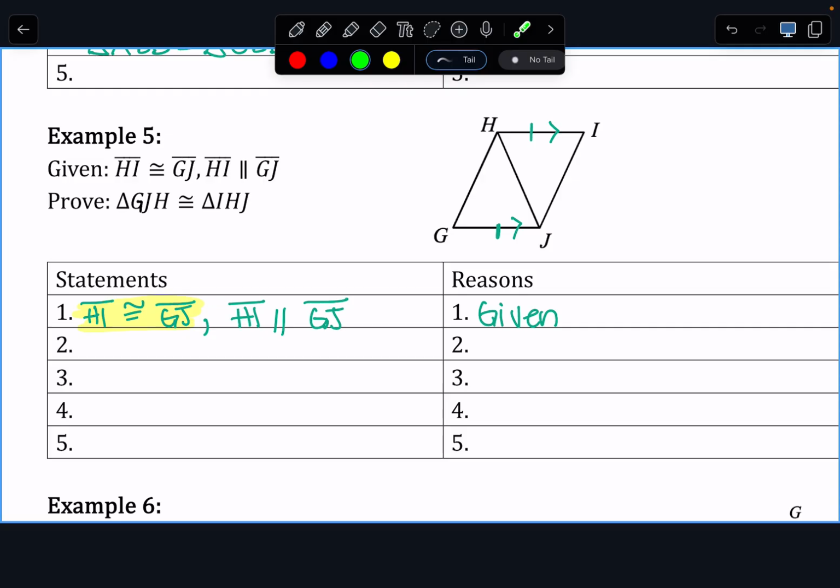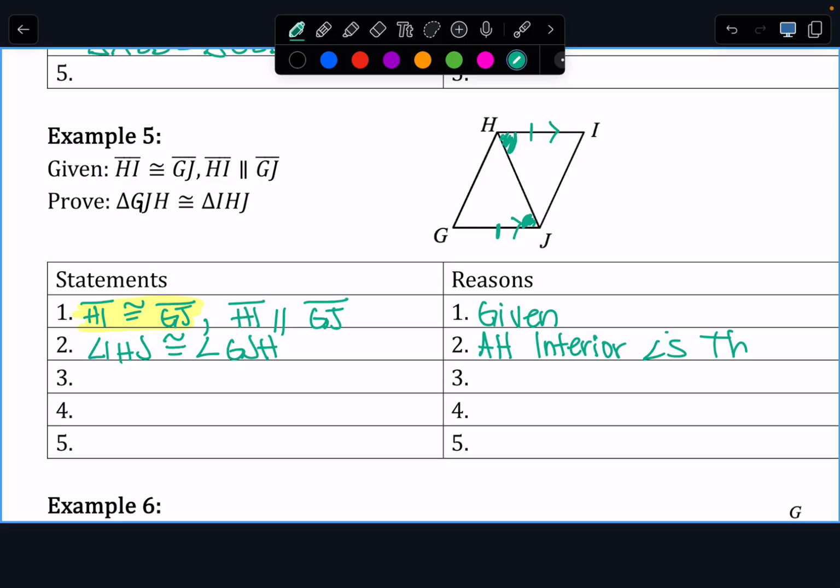It just needs to be on HI and GJ and going the same way. So do you see a Z? Yeah. So I know that these 2 angles right here are congruent. Angle IHJ is congruent to angle GJH because of our alternate interior angles theorem. Okay, that gives us 2 pieces.